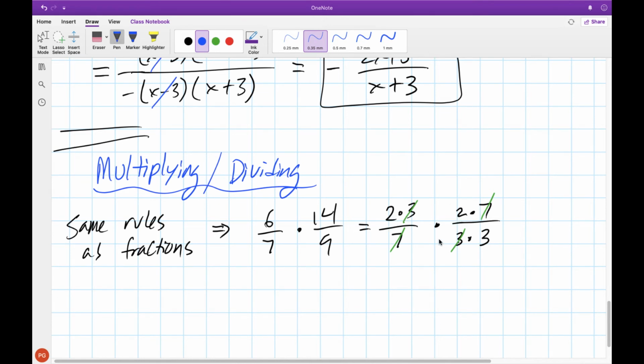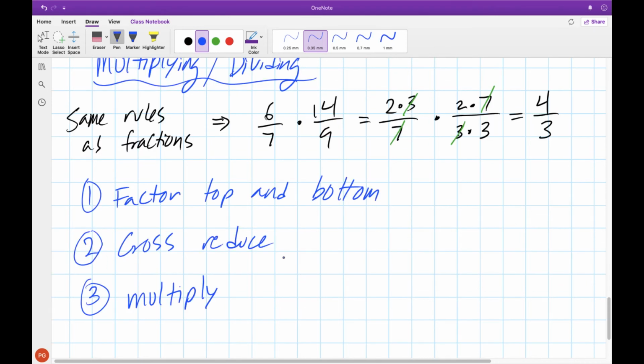Those will actually multiply together and give us an answer of 4/3. Very similar to simplifying, we're going to start by factoring the top and bottom. We'll cross-reduce, canceling out factors for each part, and then just multiply the remainder on the top and the bottom to get our final answer.